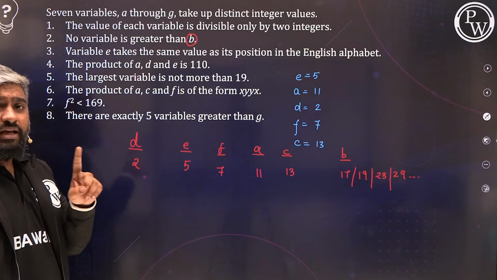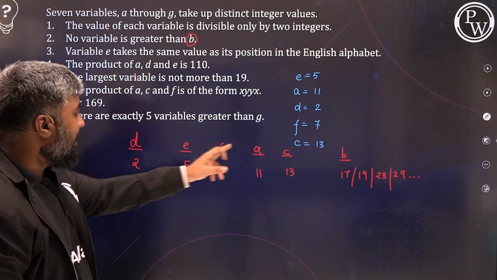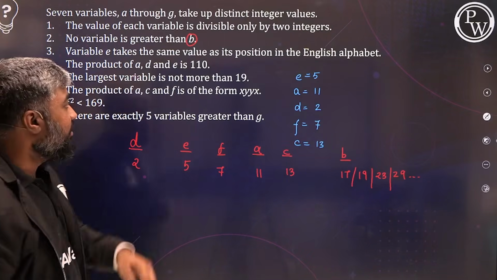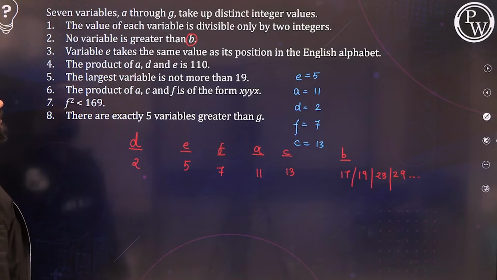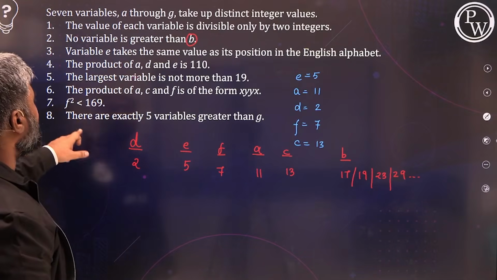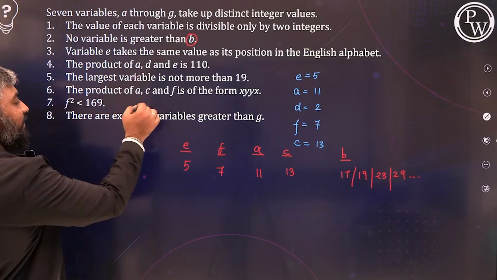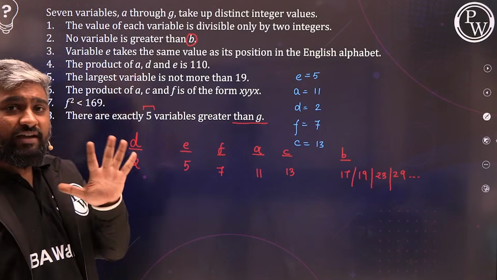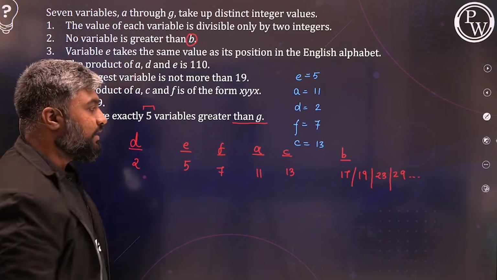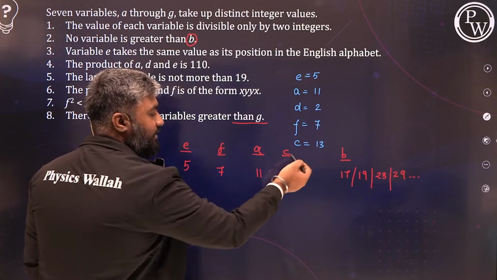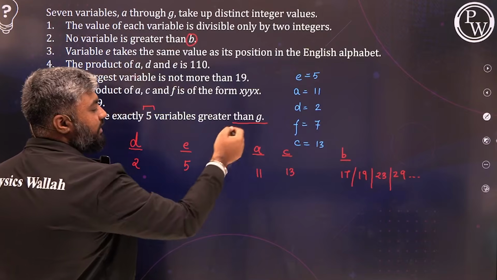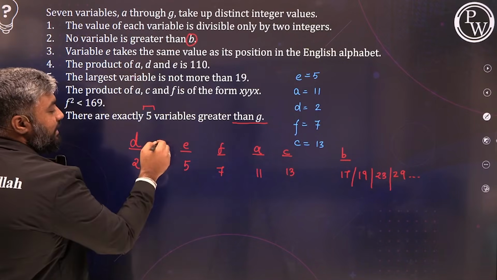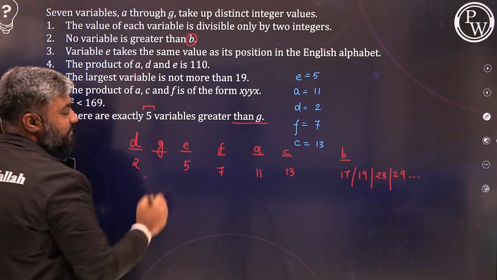But there's one more variable left, which is what? A, B, C, D, E, F, G is left, G. Is there any clue that's talking about G? Yes, look at this. There are exactly 5 variables greater than G. Exactly 5 variables are bigger than G. This one is obviously bigger. 1, 2, 3, 4, 5. Correct? 5 variables greater than G. That means G has to take up this place.